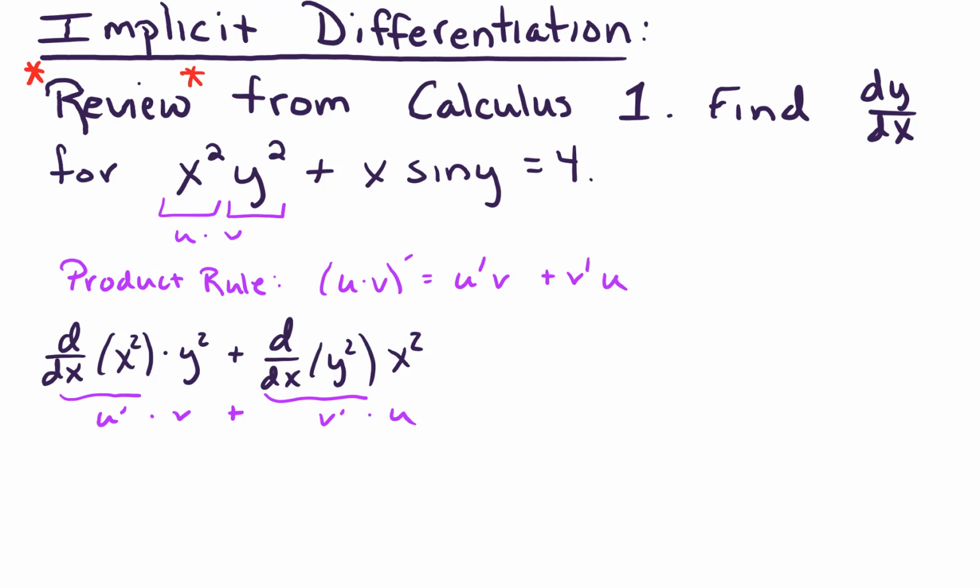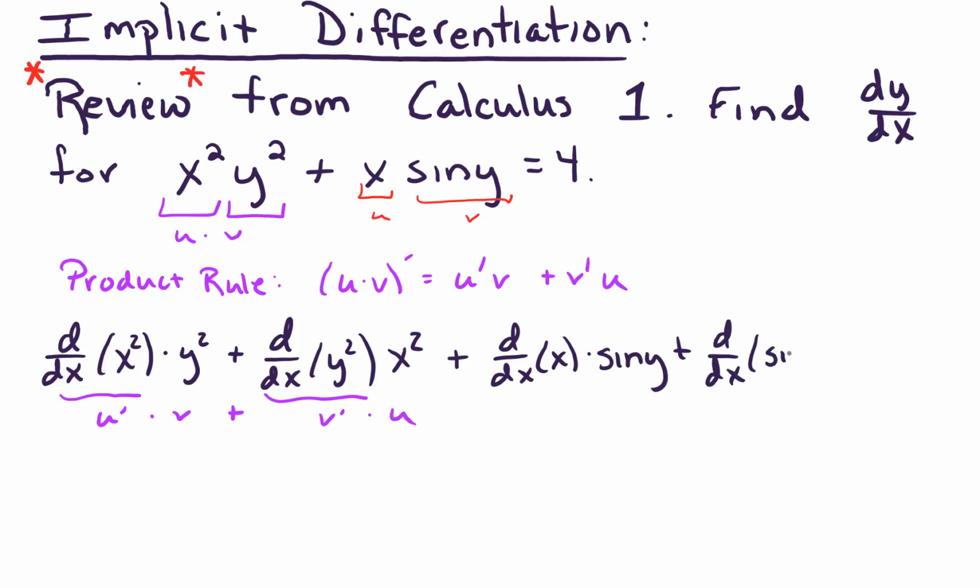Okay, let's go through and do product rule on our next term. Again, I've got a u times v. So I'm looking at the derivative with respect to x of x times the regular second, which is just sine y, plus the derivative with respect to x of sine y times the regular first term. In other words, there's my u prime v plus my v prime u equals, on the right hand side of this equation, the derivative with respect to x of a constant, which is just 0. So that one was pretty easy.